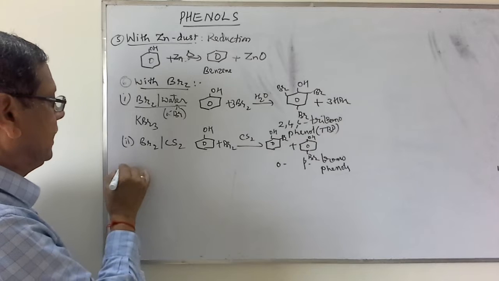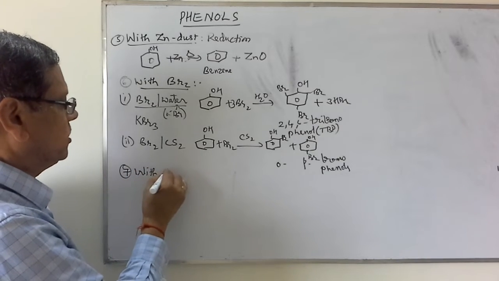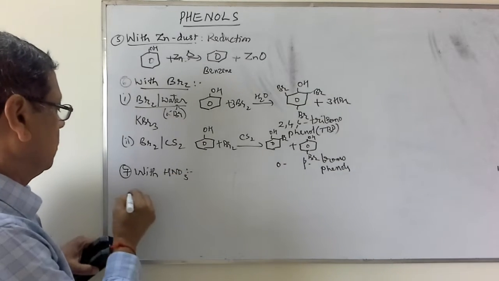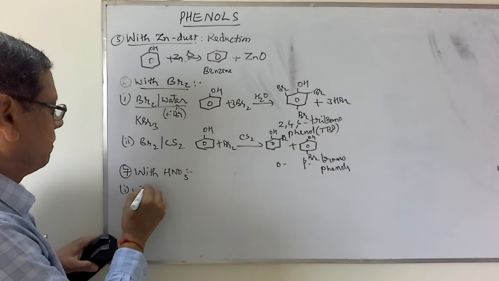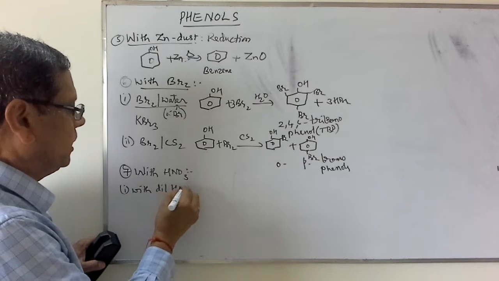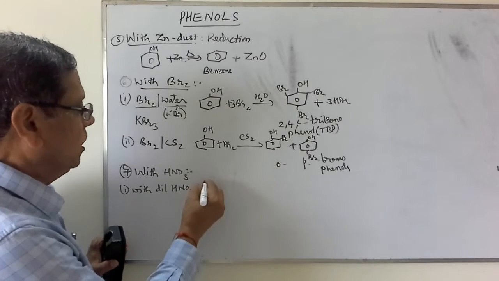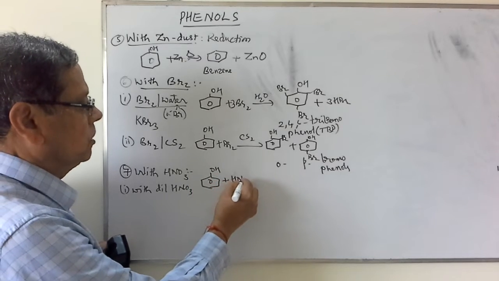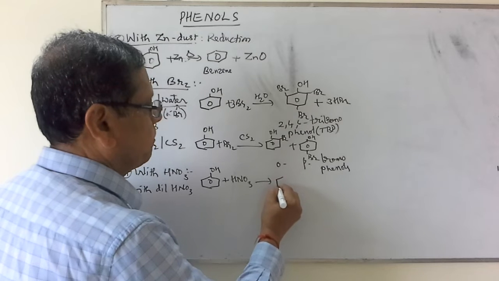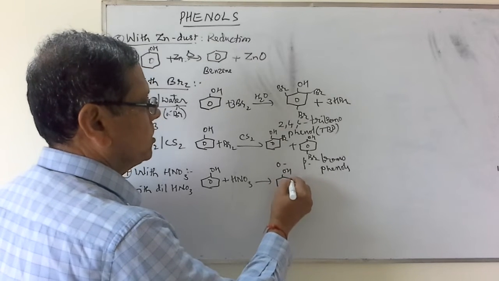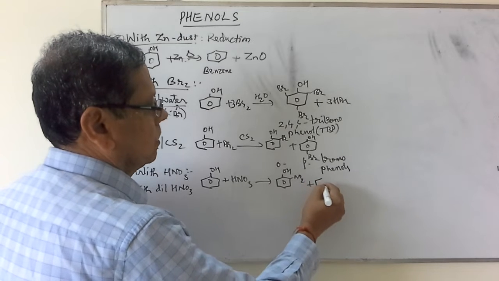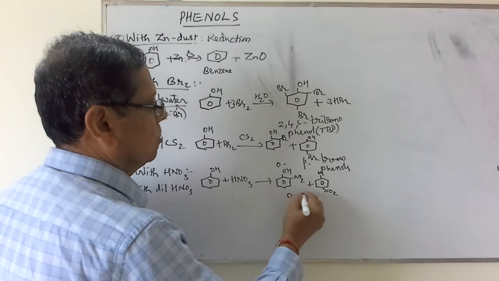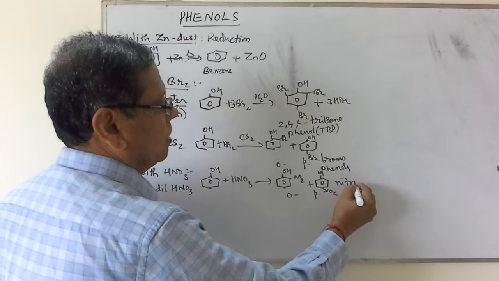The reaction with nitric acid, HNO3. Again there are 2 reactions in the presence of nitric acid. One is with dilute HNO3. When we dissolve nitric acid in excess of water, phenol with HNO3 in water gives rise to the same type of product, that is ortho-nitro, OH and NO2, plus OH and NO2 in the para position. This is ortho, this is para nitrophenols.